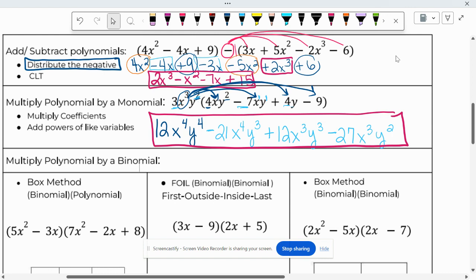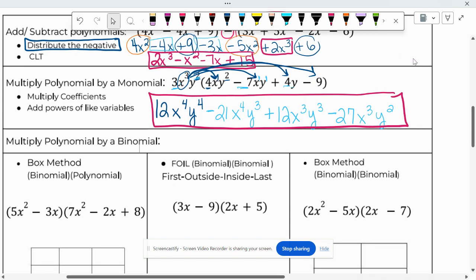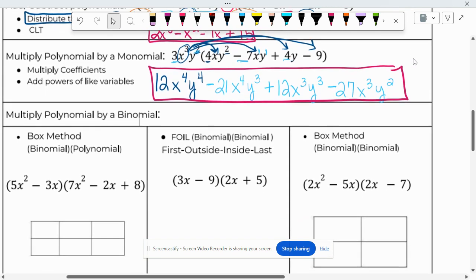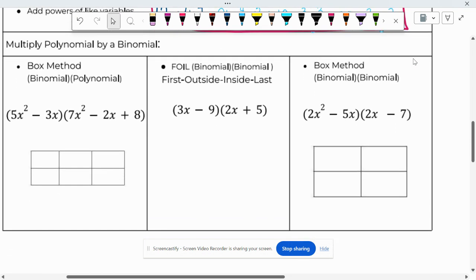None of my variable terms have the same powers. I have a product of x to the fourth, y to the fourth, a product of x to the fourth, y cubed, a product of x cubed, y cubed, a product of x cubed, y squared. None of them are the same, okay? So we're going to use the ideas that we learned in our previous lesson. We're going to use a box method and a FOIL to show you examples.